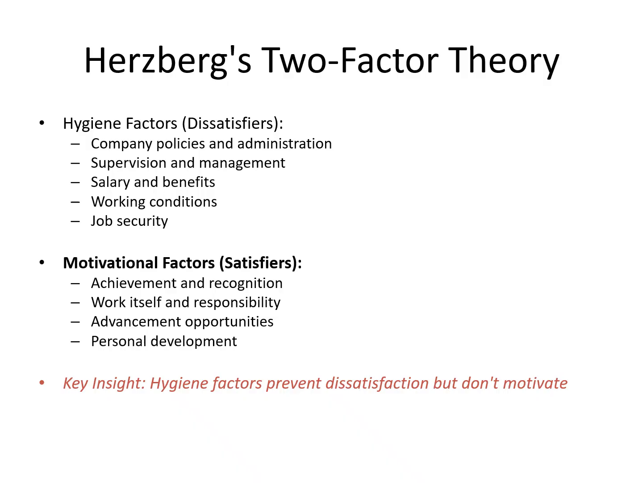Then we have Herzberg's two-factor theory. Herzberg's theory is also like Maslow's and McClelland's. The first was hygiene factors: company policies and administration, supervision and management, salary and benefits, working conditions, job security. These were the hygiene factors identified by Herzberg.